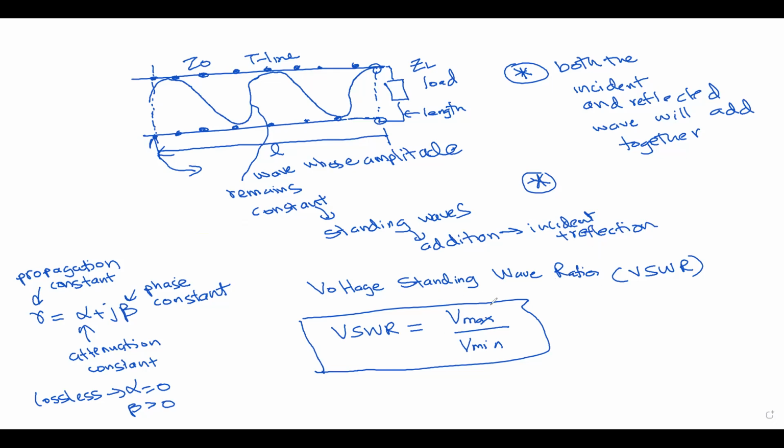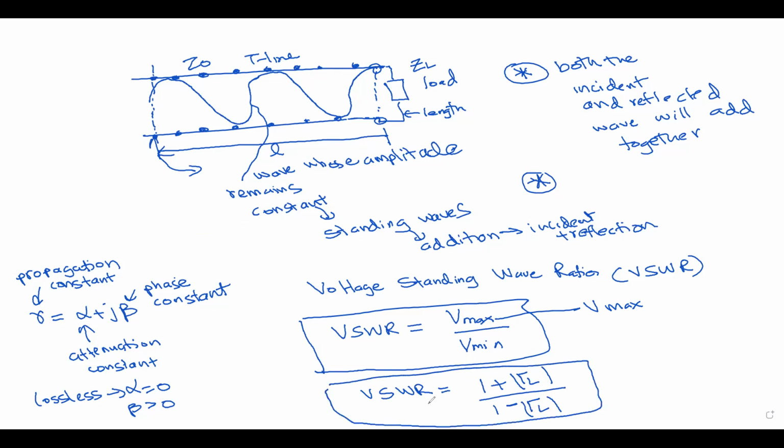So we can measure the maximum voltage that we can observe in the standing wave, and we can observe the minimum voltage that appears in that standing wave. So the ratio between those two values gives the VSWR value. Okay, so that VSWR value we can also find using the value of the reflection coefficient. If we know the reflection coefficient at the load, we can find the VSWR value by taking 1 plus the magnitude of the reflection coefficient divided by 1 minus the magnitude of the reflection coefficient.